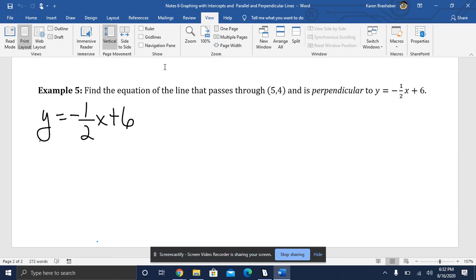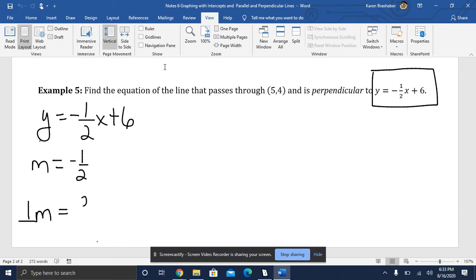That original line has a slope of negative 1/2. That's our important piece of information. Our perpendicular slope to that, I'm going to use a symbol for perpendicular. Looks like this. The perpendicular slope to that is flipped over with an opposite sign. So 2/1. And that is the slope that I will use when I do my point slope equation.